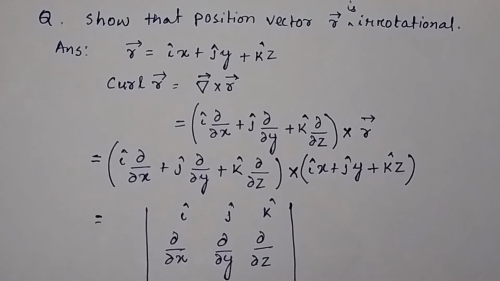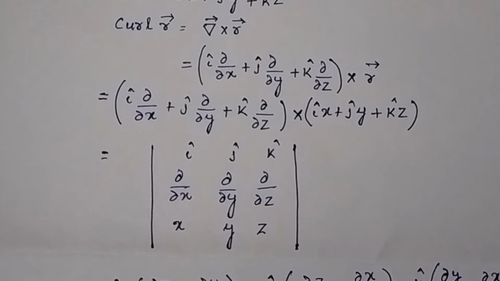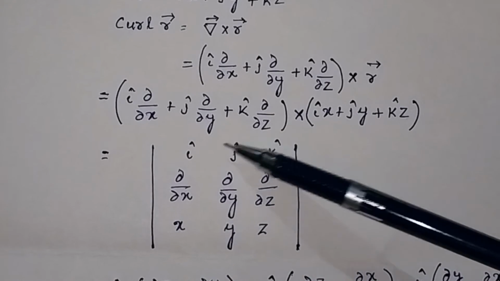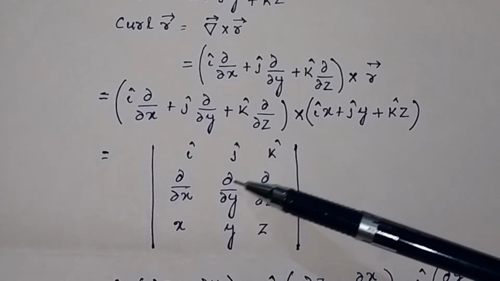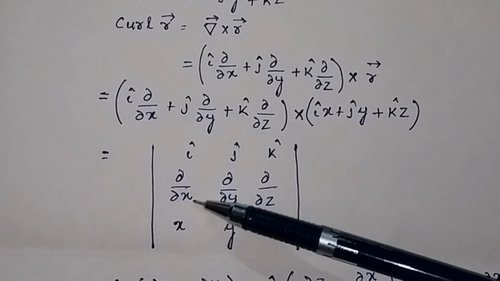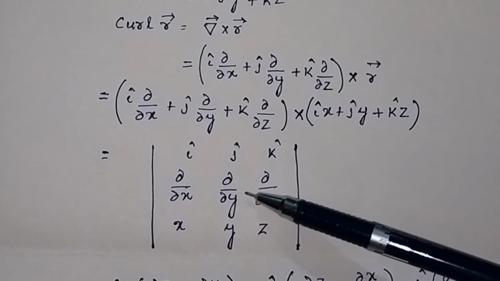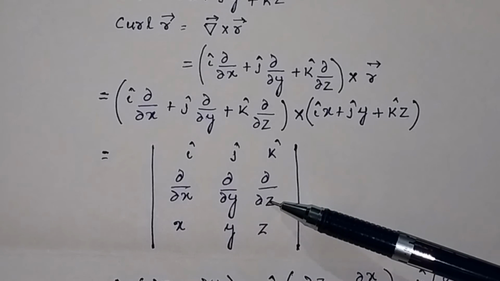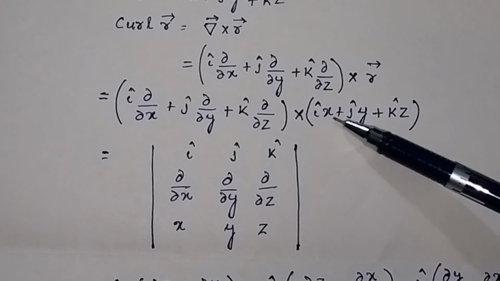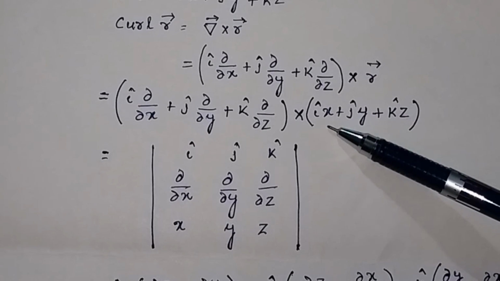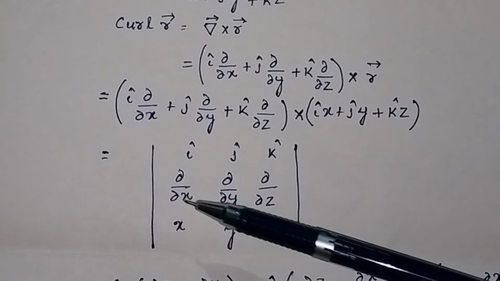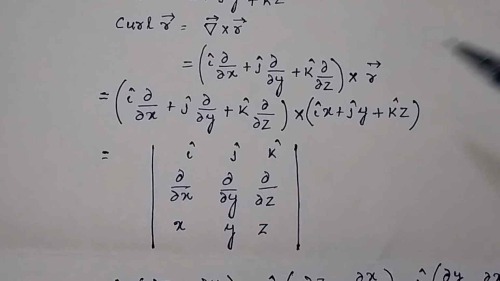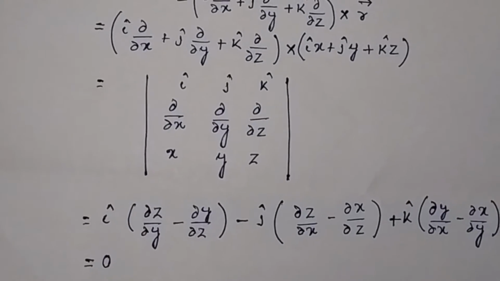If you take the cross product, then that can be written in determinant form like this, that is i cap, j cap, k cap, partial derivative with respect to x, partial derivative with respect to y, partial derivative with respect to z. Then for this position vector r, you have x, y, z. And if you take the determinant, then that will give you the curl. So let us find out the determinant.